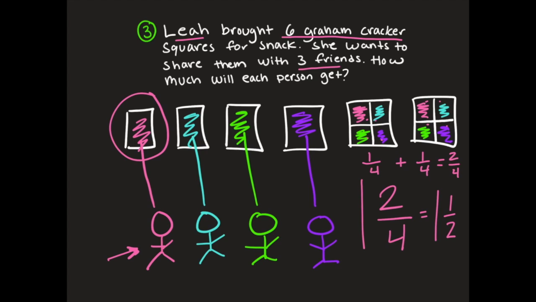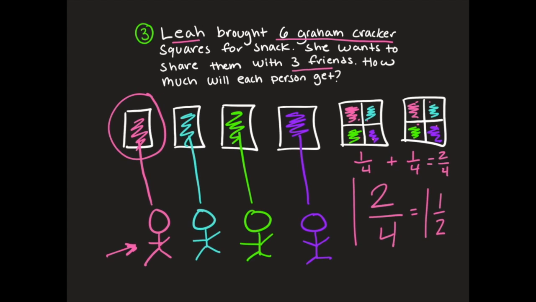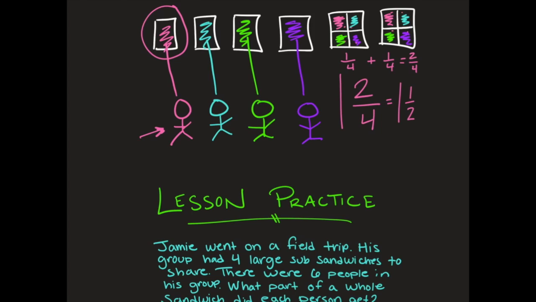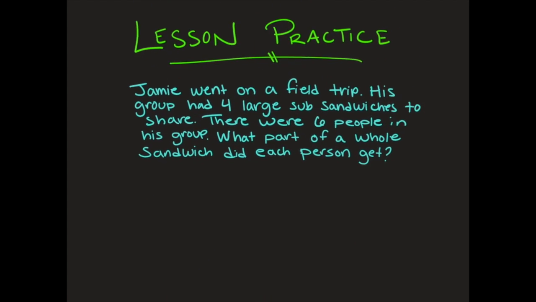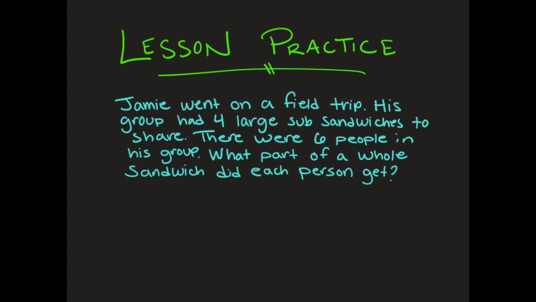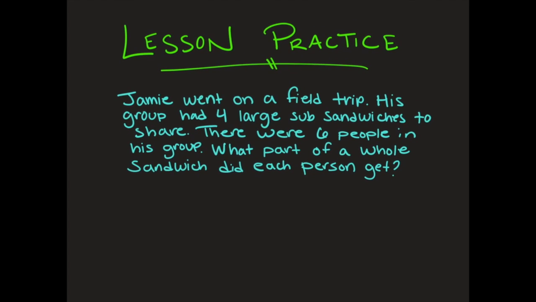So when we look at this, we can see the pink girl, which we called Leah, she gets 1 full graham cracker, and then 1 out of 4 plus another 1 out of 4 to give her 1 2/4 of the graham crackers, or 1 1/2. So now moving to your lesson practice. Go ahead and copy down this entire problem and draw a picture to try and solve it.